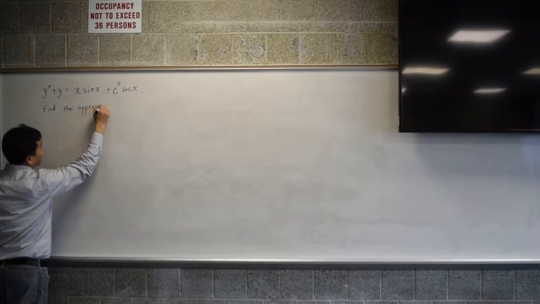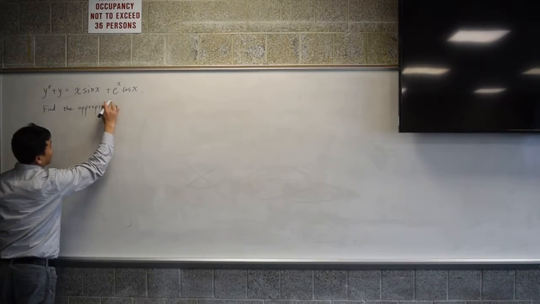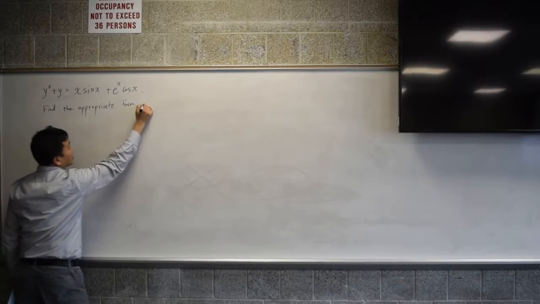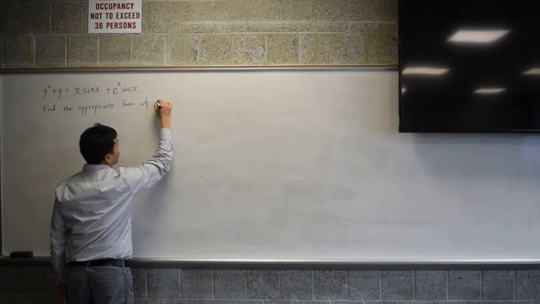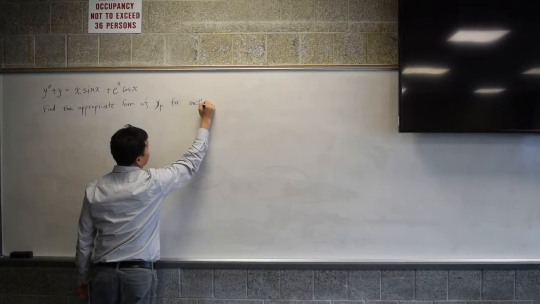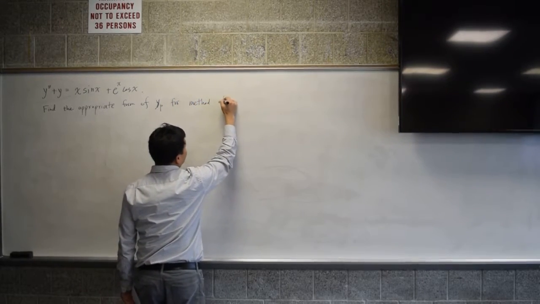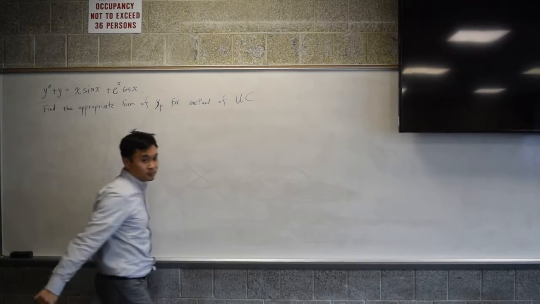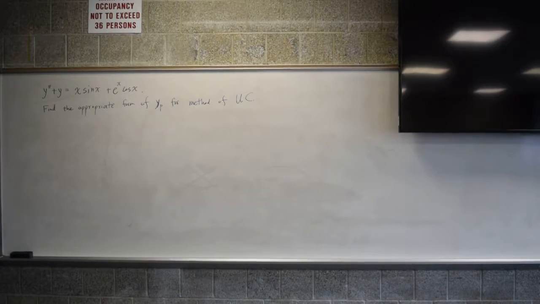find the appropriate form of yp for the method of undetermined coefficients. In that case, what do you do?